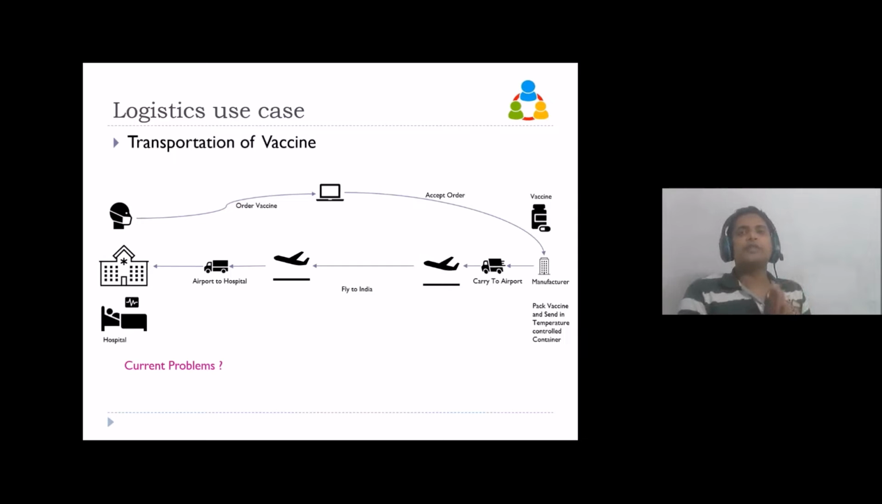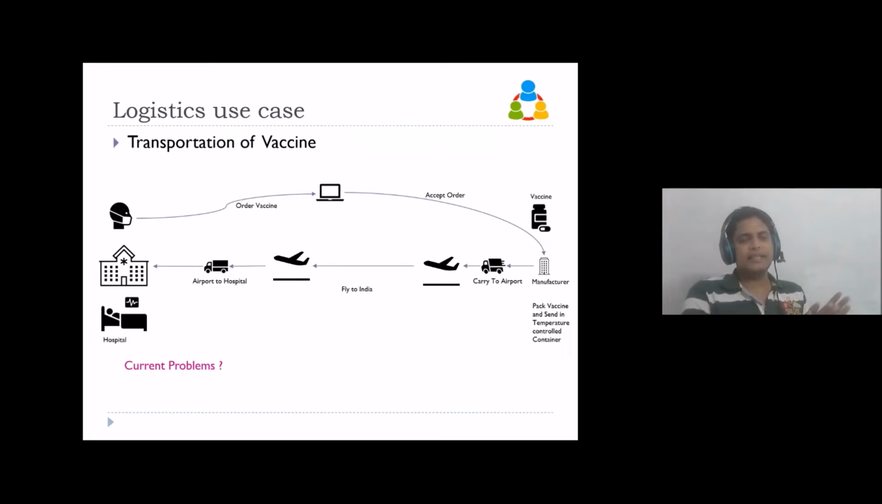Okay, so you will have to trust what the manufacturer says. You will have to trust the logistics company, what they have said. You will have to trust the truck driver that I have taken due care during this transfer process. You will have to trust the airline company that there hasn't been any problem during the transfer, and you will also have to trust the local transportation guy who is taking the vaccine from Mumbai airport to the hospital. Okay, and there could be delays, and then you don't know why there was a delay.